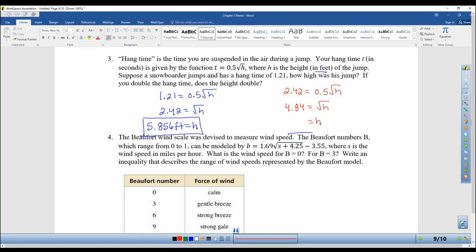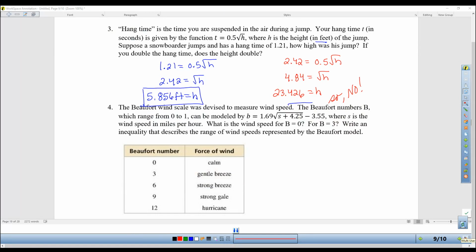I square both sides. 4.84 squared is 23.426. So definitely no. You doubled your hang time, you had to go a lot higher to do that. So the answer is no. Number 4.